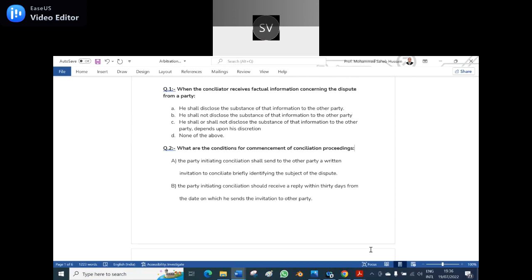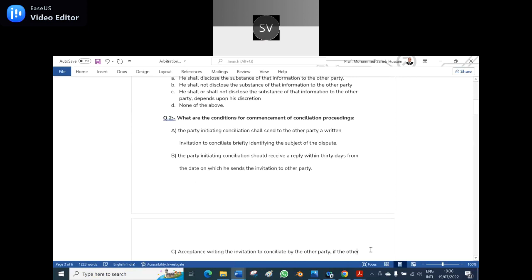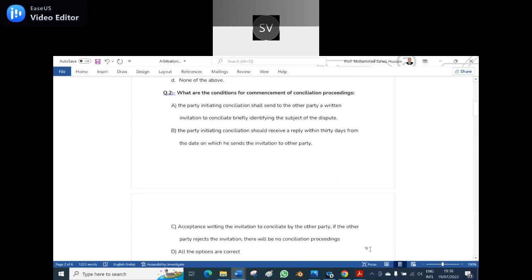Second question. What are the conditions for commencement of conciliation proceedings? Option A. The party initiating conciliation shall send to the other party a written invitation to conciliate with a brief identifying the subject of the dispute. Option B. The party initiating conciliation should receive a reply within 30 days from the date on which he sends the invitation to the other party.